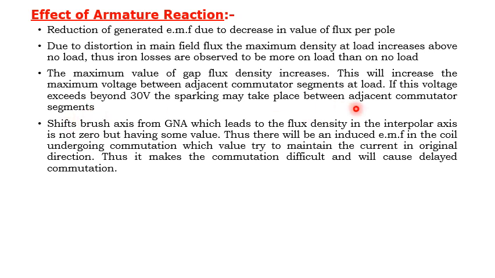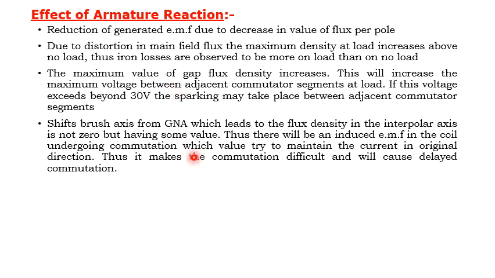As you all know, the commutator is a part of a DC generator. You know the function of the commutator: the generated voltage which is in the form of AC will be converted into DC. So there will be segments present, and in between the adjacent commutator segments, sparking may take place due to the armature reaction. So this is one more effect you can observe due to armature reaction.